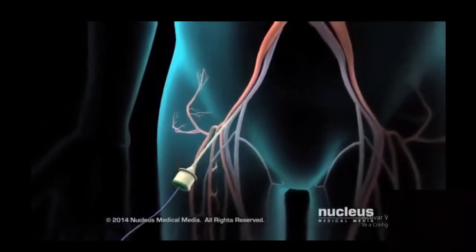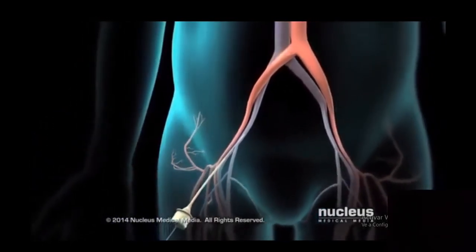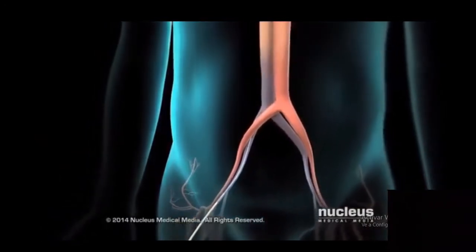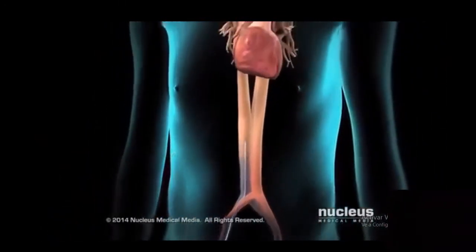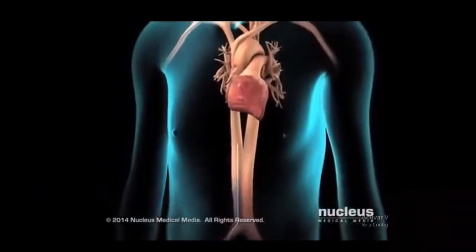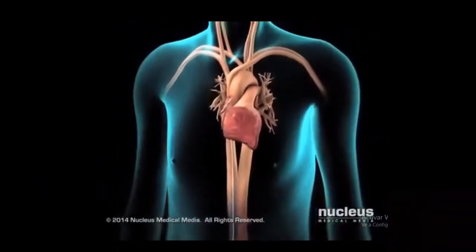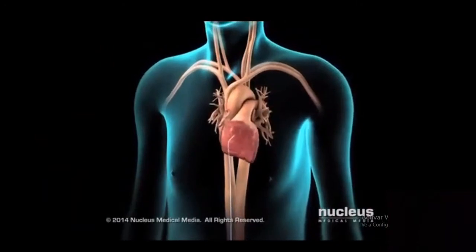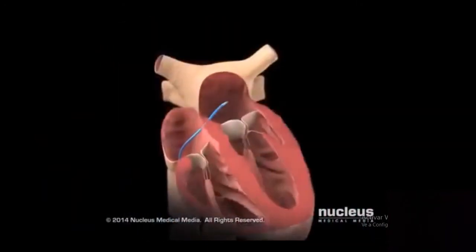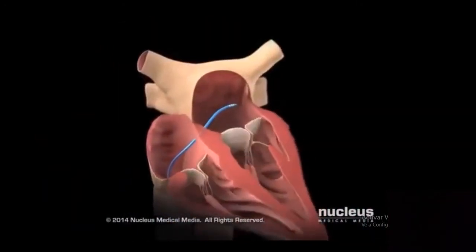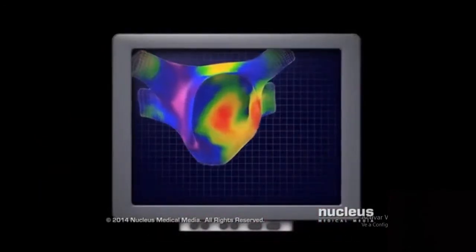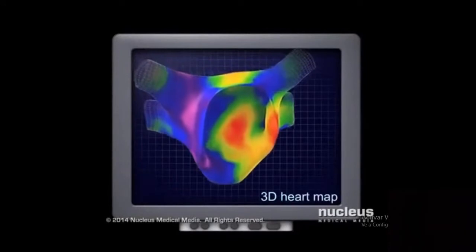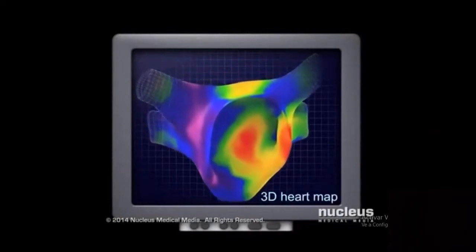The doctor will guide the catheter to the heart through a blood vessel that goes to the heart, called the inferior vena cava. The location and progress of the catheter will be monitored. When the catheter reaches the heart, the doctor will guide it to the area that is causing the arrhythmia. The doctor will find the problem areas using a 3D map of the electrical activity of the patient's heart.